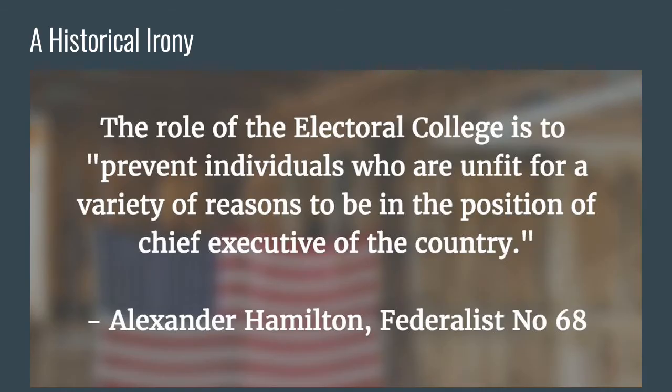Now, there's a historical irony about the Electoral College. One of the people that was the most enthusiastically in support of the Electoral College was a guy that you might have heard of named Alexander Hamilton. And he wrote in a document called the Federalist Papers, and specifically Federalist number 68, that one of the reasons why we should really like to have the Electoral College is that it would prevent individuals who are unfit for a variety of reasons from being in the position of the chief executive of the country.